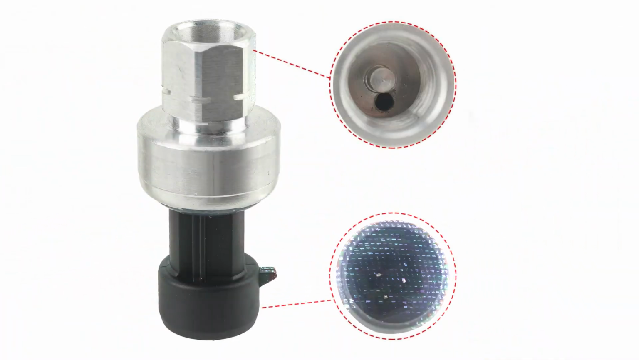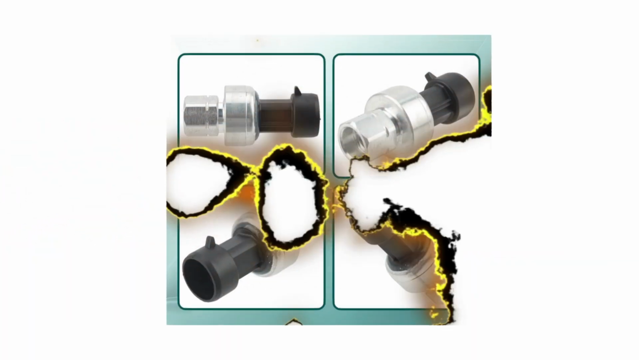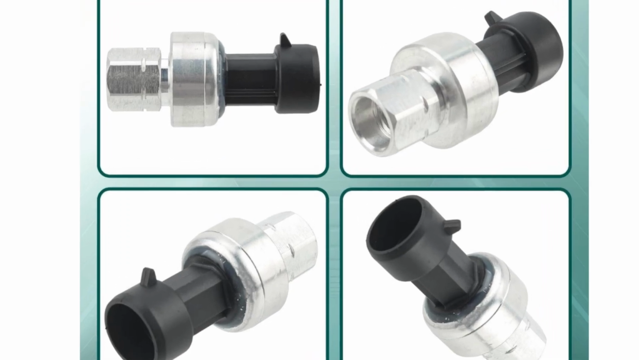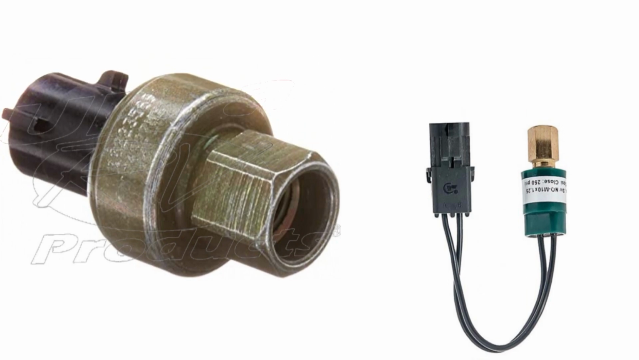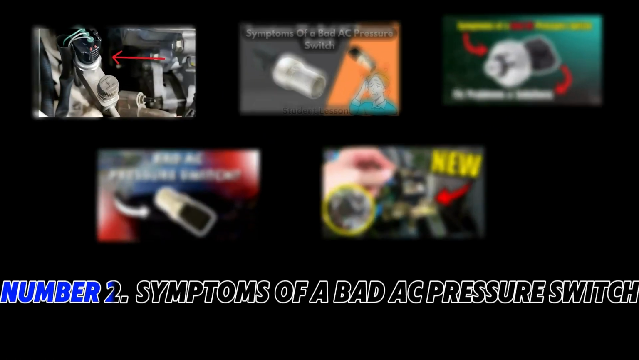If the refrigerant pressure gets too high, it could cause a dangerous explosion in the system. The pressure switch detects this and shuts off the compressor to prevent an explosion. Number 2. Symptoms of a bad AC pressure switch.